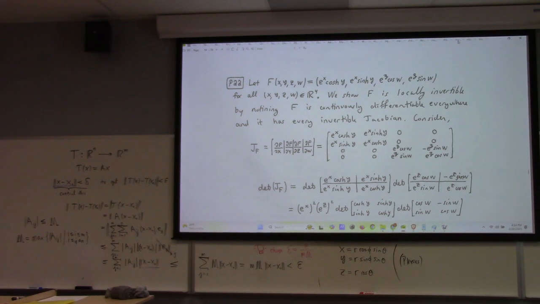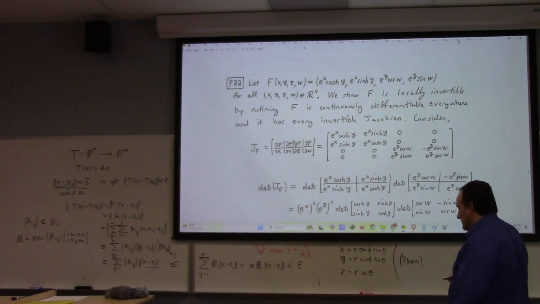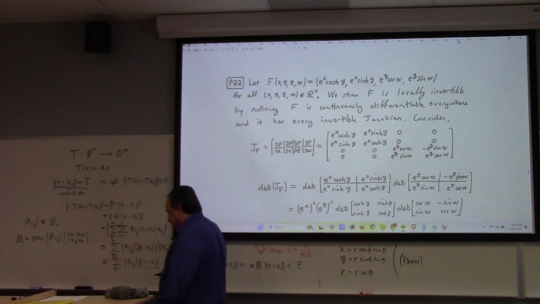Two exponentials in every term that form those determinants. Anyway, this is 1, and that's also 1, so the answer was just e to the 2x, e to the 2z.